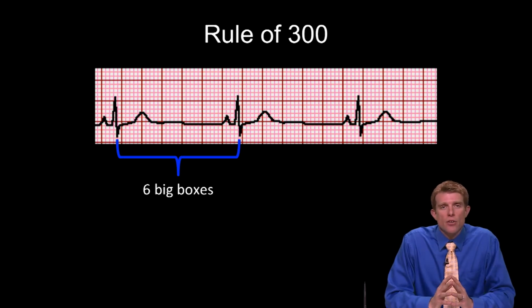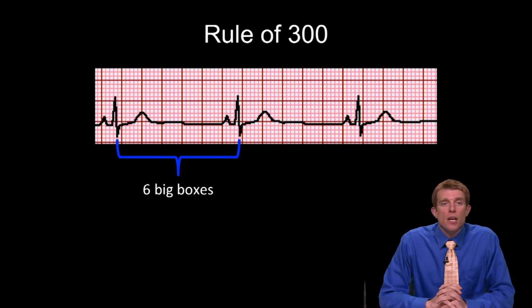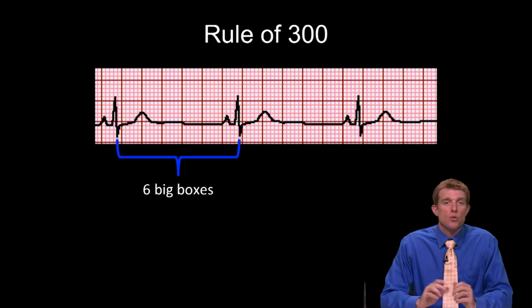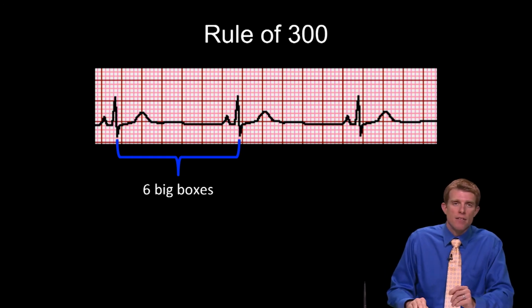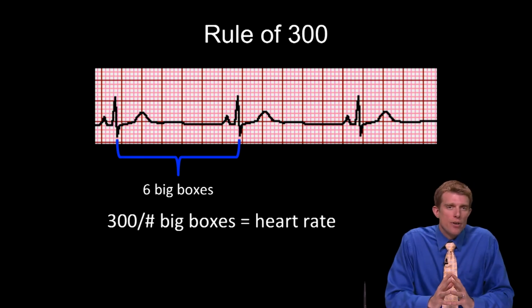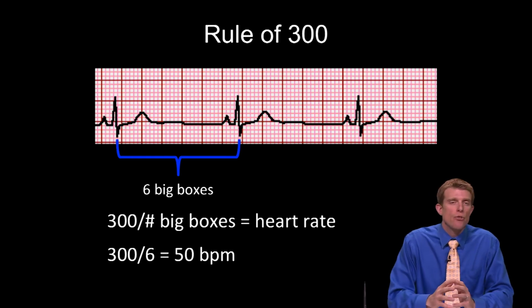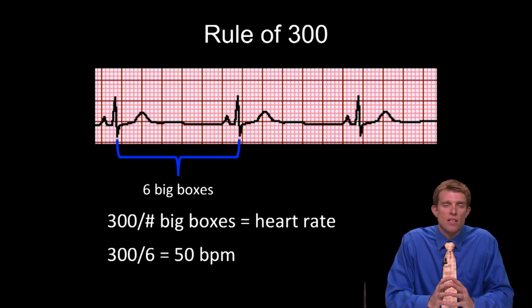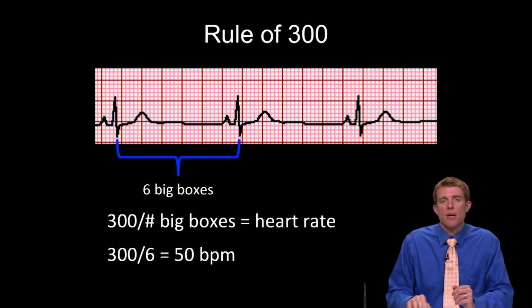Another way to evaluate the patient's heart rate on a rhythm strip or ECG is to use the rule of 300s. This works when you have that 25 millimeters per second paper speed. In the rule of 300s, you count the number of big boxes between QRS complexes. In this example, there are 6 big boxes. You take 300 and divide it by the number of big boxes, and that gives you the heart rate. So 300 divided by 6 is 50. A good estimate of this patient's heart rate, or QRS complexes per minute, would be 50.